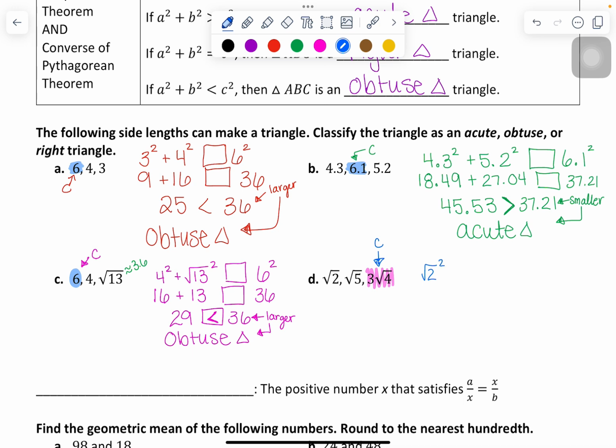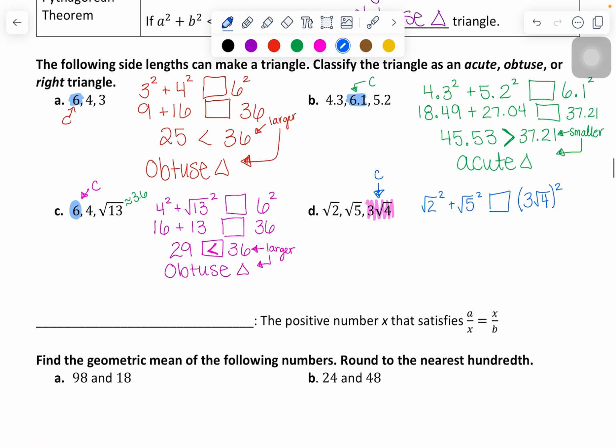Square root of 2 squared plus square root of 5 squared has some relationship to 3 square roots of 4 squared. Now, remember, we talked about this yesterday. When the entire side length includes both a number in front of a square root, you need to put parentheses. In all actuality, the square root of 4 is a nice perfect square, and we already put 3 square roots of 4 in our calculator and found it was 6. But for the sake of argument, let's say it's not a nice number. We put it in parentheses like this.